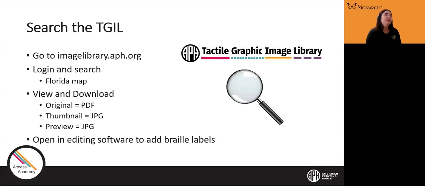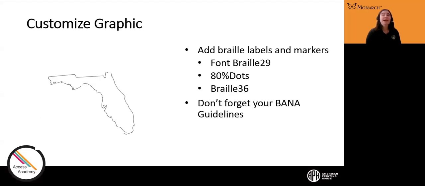So now we're going to open it in an editing software so we can add those Braille labels to put the cities on the map that the student needs to find. So we're going to customize the graphic, using Braille 29 or 80% dots or Braille 36. Those are the 3 standard choices. Don't forget your BANA guidelines when putting labels and lead lines and point symbols.